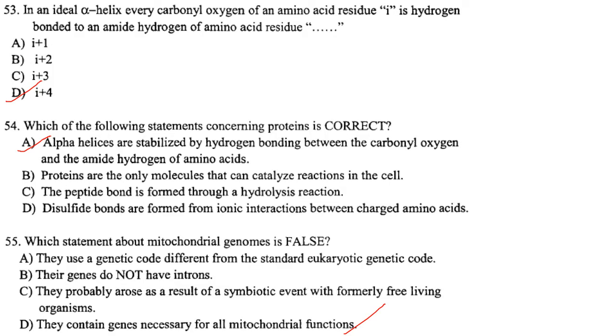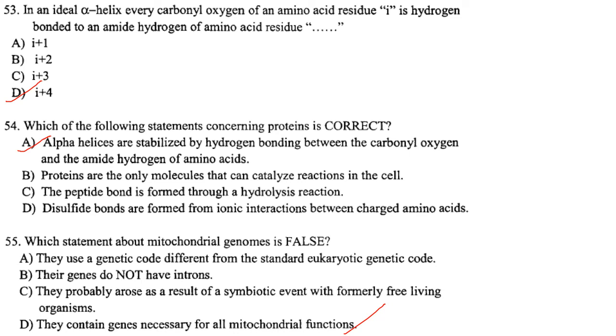Next one. In an ideal alpha helix, every carbonyl oxygen of an amino acid residue i is hydrogen bonded to an amide hydrogen of amino acid residue i plus 4. So answer is option D. These are all direct questions.